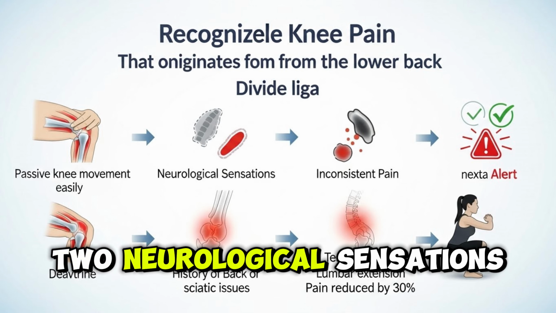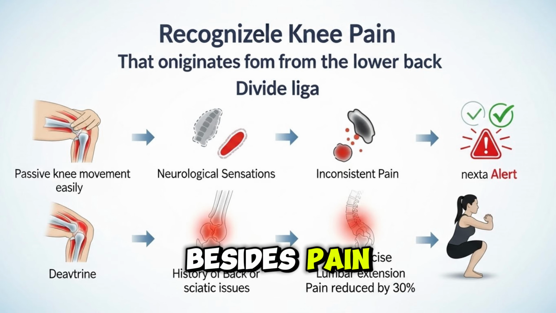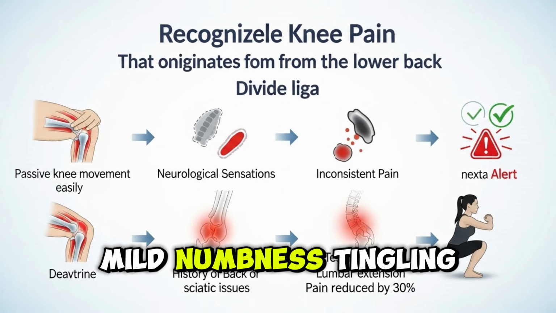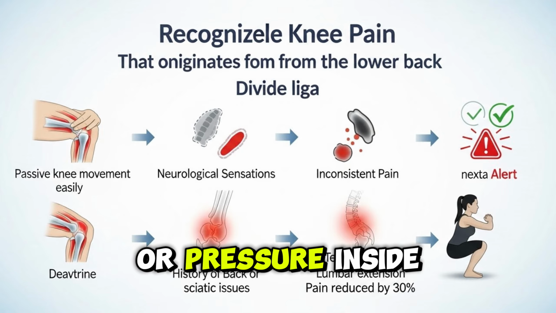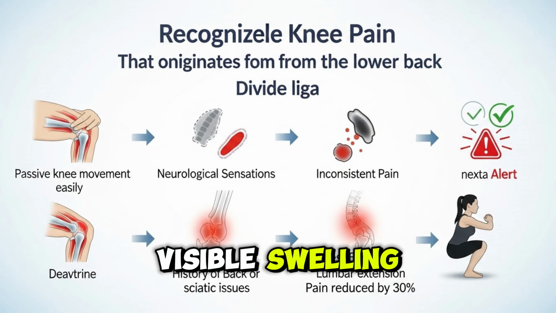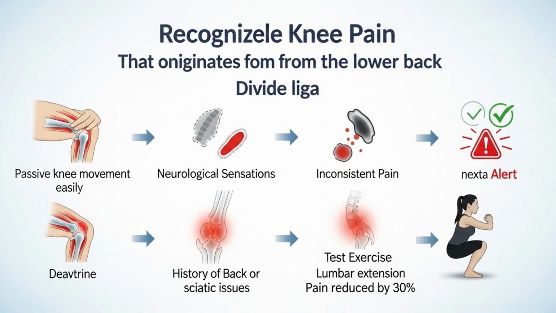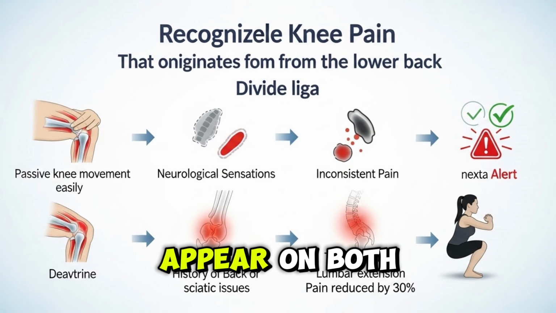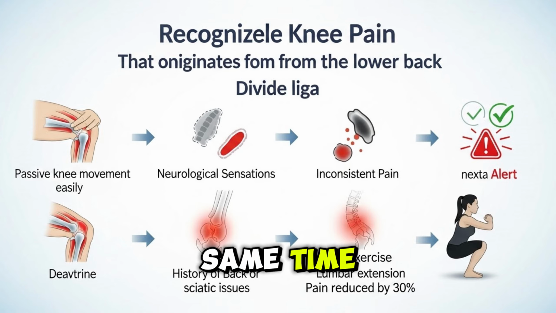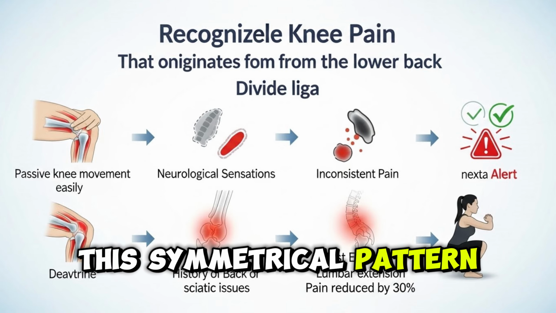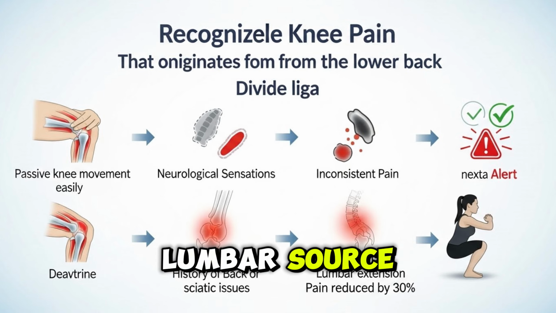2. Neurological sensations besides pain. These may appear: heaviness, mild numbness, tingling, a feeling of pressure inside the knee without visible swelling. Symptoms often worsen after sitting, improve after walking, and appear on both knees at the same time. This symmetrical pattern often indicates a lumbar source.